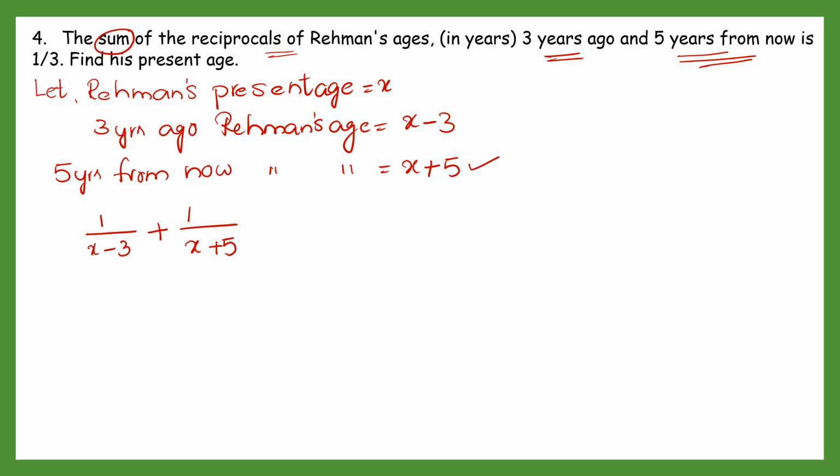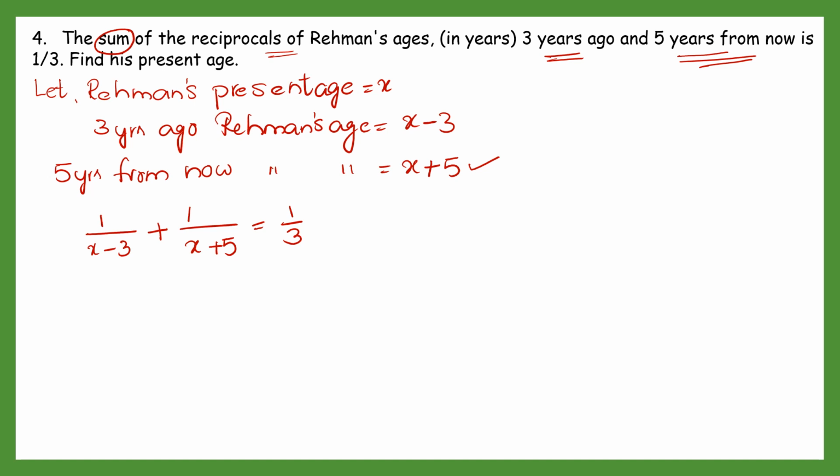Reciprocal means numerator will become denominator, denominator will become numerator. If the fraction is a by b, in the numerator you have a, so when we take reciprocal it will go to the denominator. In the denominator you have b, if you take reciprocal, b comes to the numerator. This is the reciprocal. So they told the sum of the reciprocals is 1 by 3. This is what they gave. We need to find his present age.